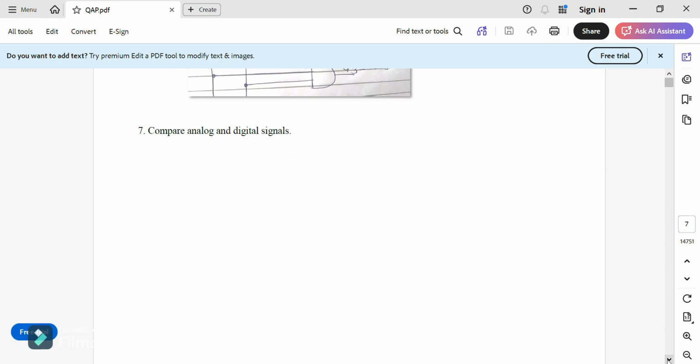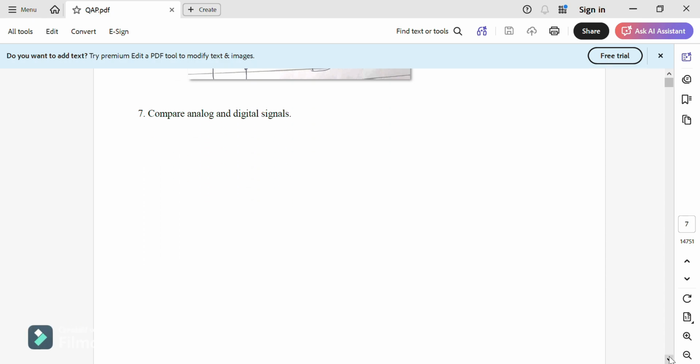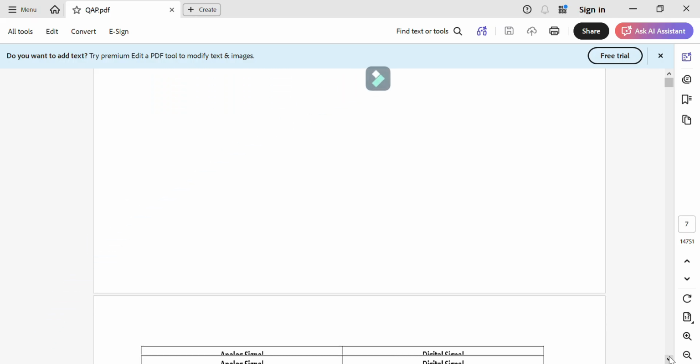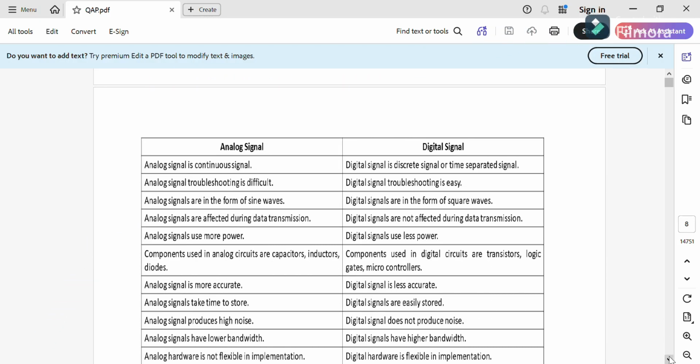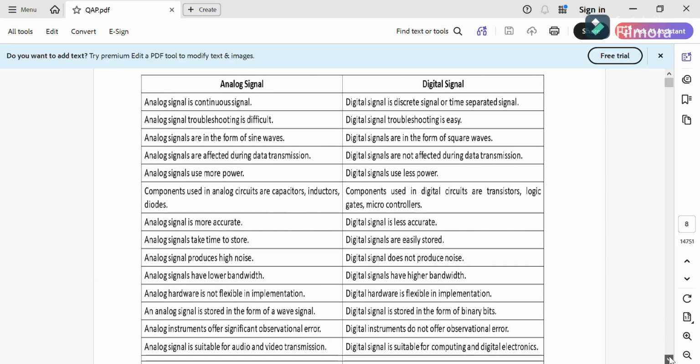Again, compare analog and digital signals. Many differences are there. The analog signal is a continuous signal, and troubleshooting is difficult. So I have given this theory. We will go through the next question.